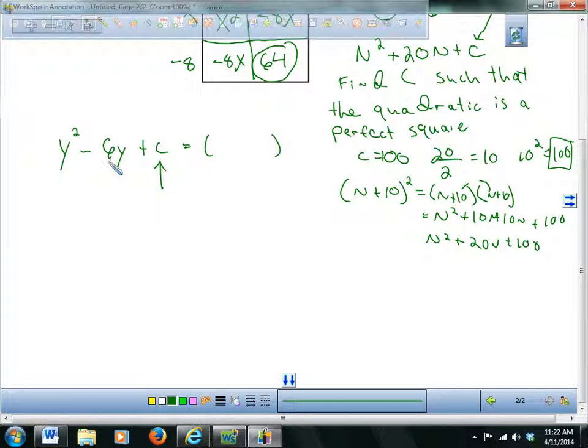Negative 3 times negative 3. What's negative 3 times negative 3? 9. And then I could rewrite this. If I put a 9 right here, I could rewrite this as y minus 3 squared. Okay? Because if I put a 9 there, then this is equal to this. Now, what the heck, you say, that's dumb, why do I have to do that? Okay? Because it's a way to solve quadratic equations.